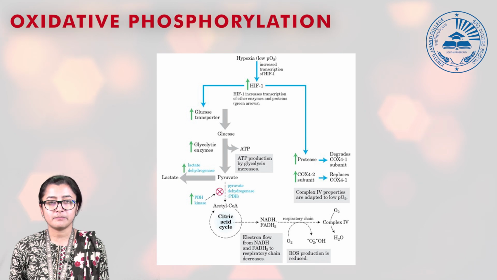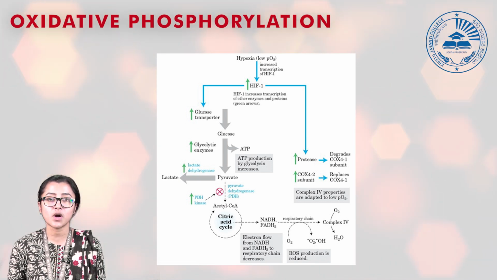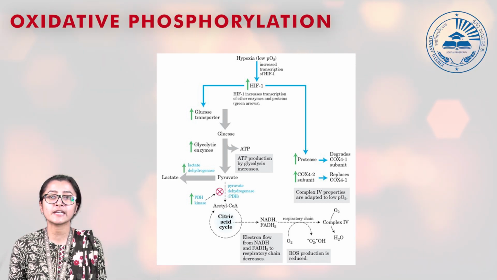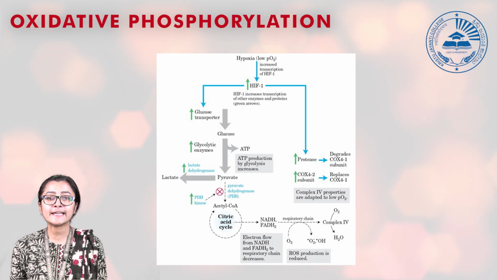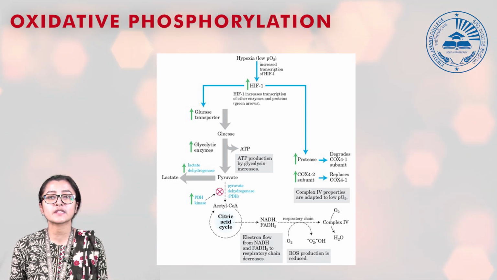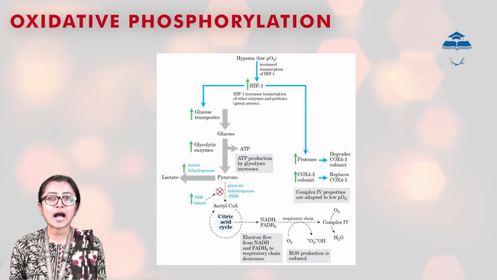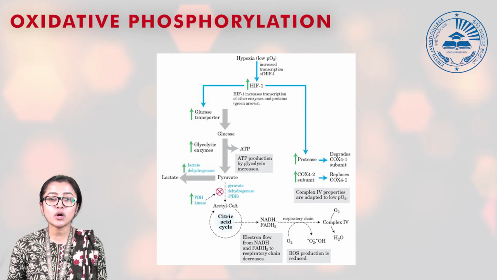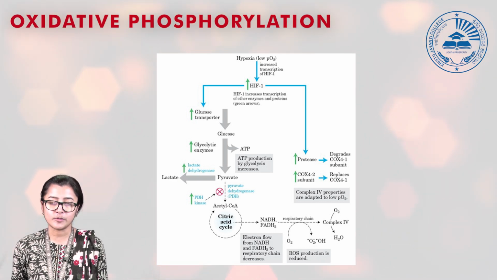The second method by which this hypoxia inducible factor 1 works is by increasing the synthesis and production of an enzyme, that is protease. Now protease goes in and degrades the COX-4-1 subunit that is present within complex 4. This COX-4-1 subunit isn't able to work under hypoxic condition, so the protease enzyme goes in and degrades its entire subunit.